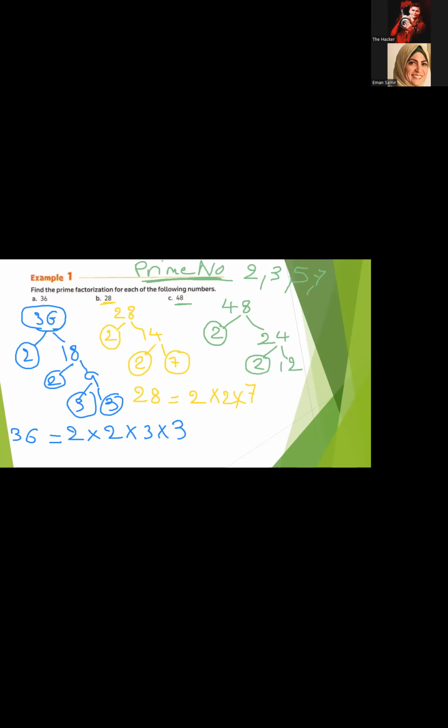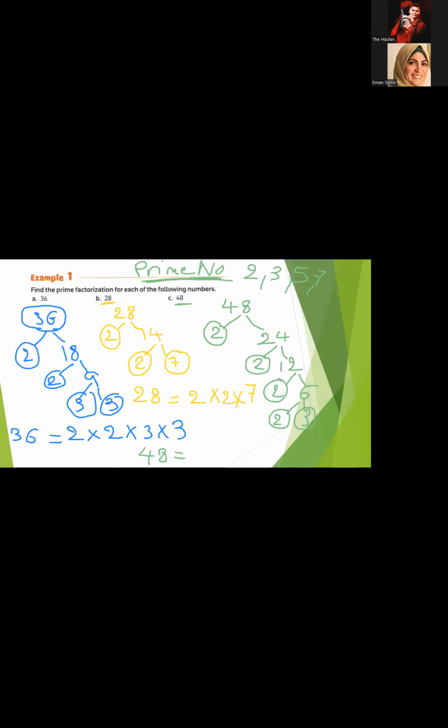I can still divide by 2. It gives me 2 and 6. I can divide it again by 2. It gives me 2 and 3. So I write 48 equals... So the prime factors of 48 are 2 times 2 times 2 times 2 times 3. I start to write here the line of the prime factors.